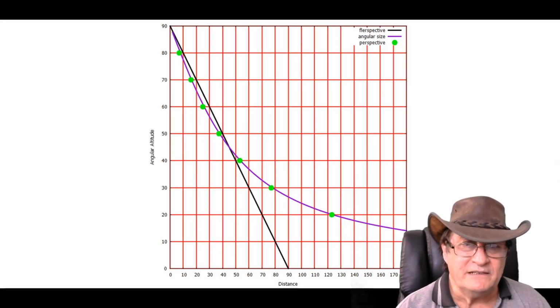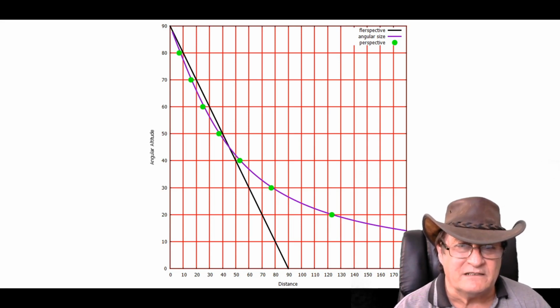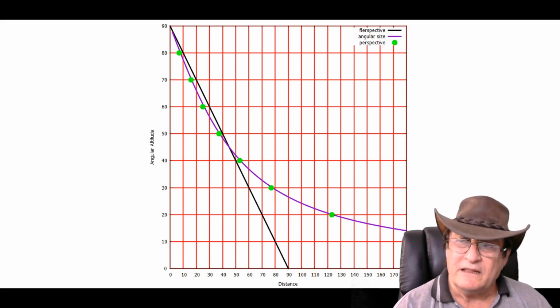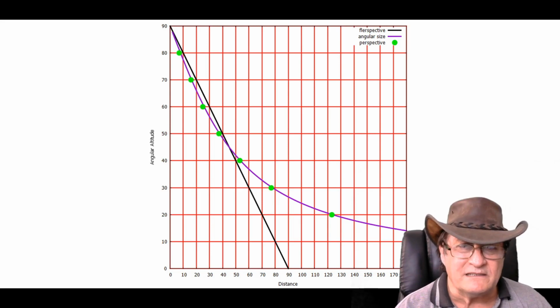So I'm here to tell you now that perspective doesn't work in a linear fashion. And it's a curve, but these one-dimensional flatties don't understand curves. They only understand straight lines. So they can never understand that perspective is a non-linear relationship between the angular altitude and the distance. And anyway, if I were to plot my points, they would all be along that curve. Well, let's go and do that, shall we?